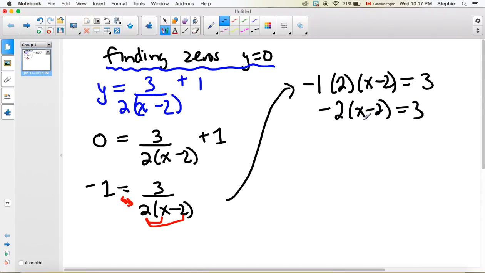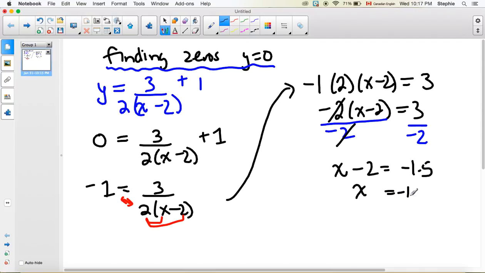Remember, your goal is to isolate the x, so you're going to be dividing now by the minus 2. What you do to one side, you do to the other. This cancels out. Now you're left with x minus 2 is equal to 3 over negative 2, which you can put as negative 1.5. X is equal to negative 1.5 plus 2. X is equal to 0.5.